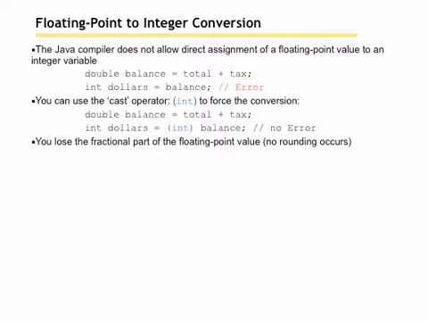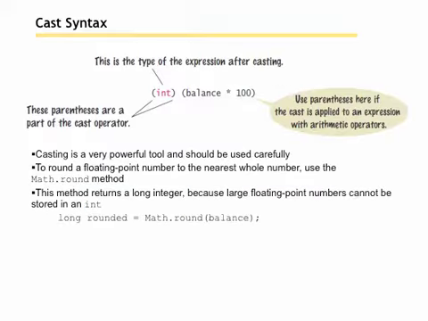For example, if we have a variable called balance and we say double balance equals total plus tax, and then we have int dollars equals balance, we can't take a double and put it into an int. So our solution is here, int dollars equals (int) balance. Notice that we put the data type in parentheses to the left of the variable that's a double, and that will say, yo Java, cut off those decimal places. And that's how we cast. We will lose the fractional part, and we're saying that's okay with us.